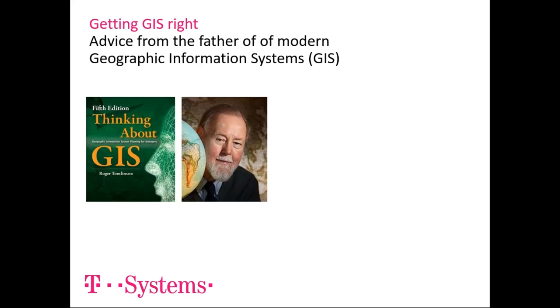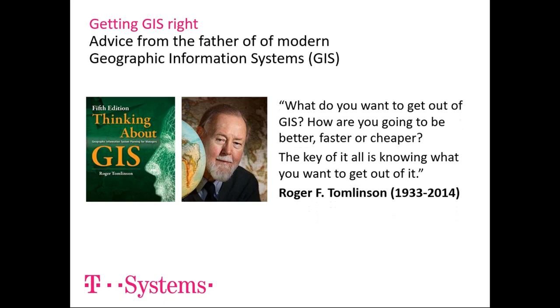It's important to get GIS right. And here's some advice from the father of modern geographic information system, Roger Tomlinson. So in his book, Thinking About GIS, which I highly recommend in case you want to further explore the subject of GIS, he asked the question, what do you want to get out of GIS? How are you going to be better, faster, or cheaper? So the key of it all is knowing what you want to get out of it. So always begin with the end in mind when you're approaching a GIS project.